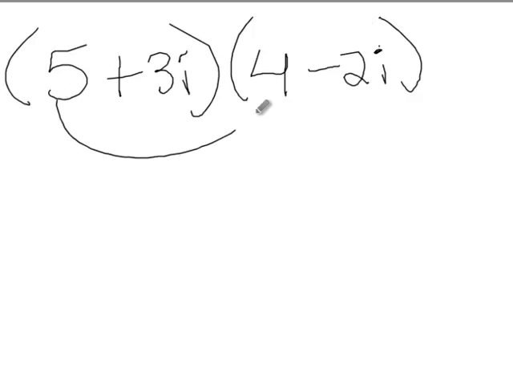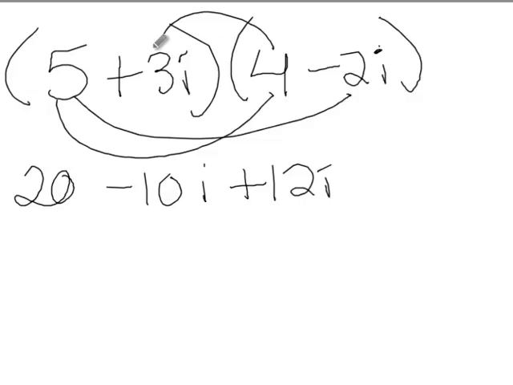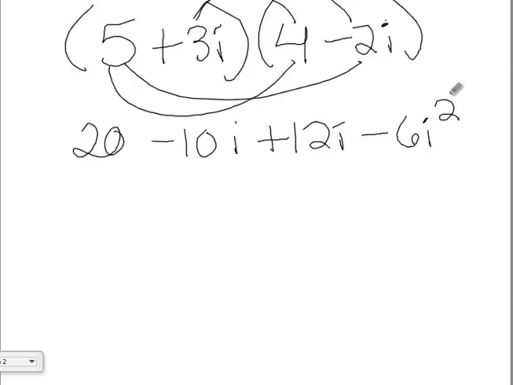So you end up with 5 times 4, which is 20, 5 times negative 2i, which is negative 10i, 3i times 4, which is 12i, and 3i times negative 2i is negative 6i squared. Notice that when you multiplied, you ended up with an i squared showing up. That i squared is going to get replaced with a negative 1. So over here, you actually have negative 6 times negative 1, which is a positive 6.